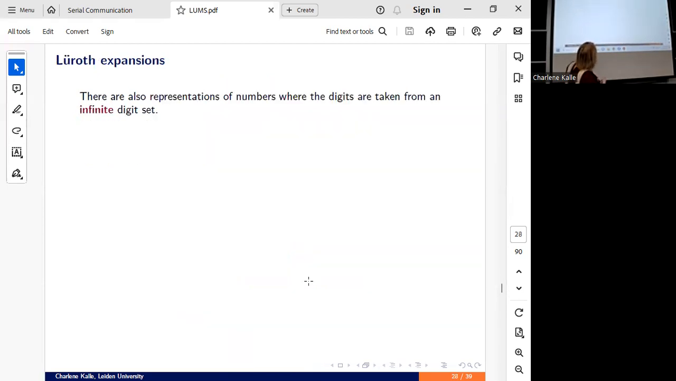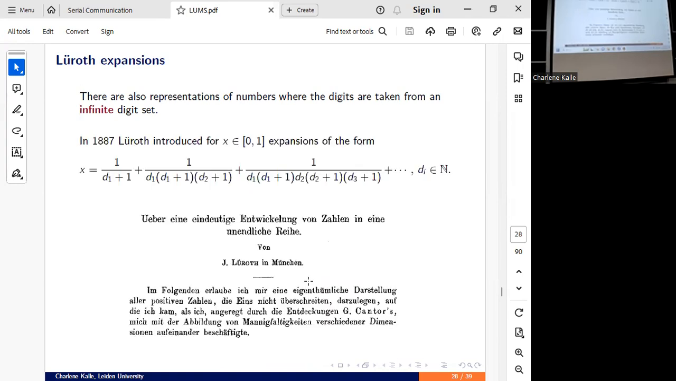Okay, so I think I might have too much here. I'm not sure what I can skip, so let me go through it. What I then wanted to do was show you what my master student did and look at normal numbers if you have an infinite digit set. These all had finite digit sets, and then you can have a Champernowne-like construction. But there are also number systems with infinite digit sets.